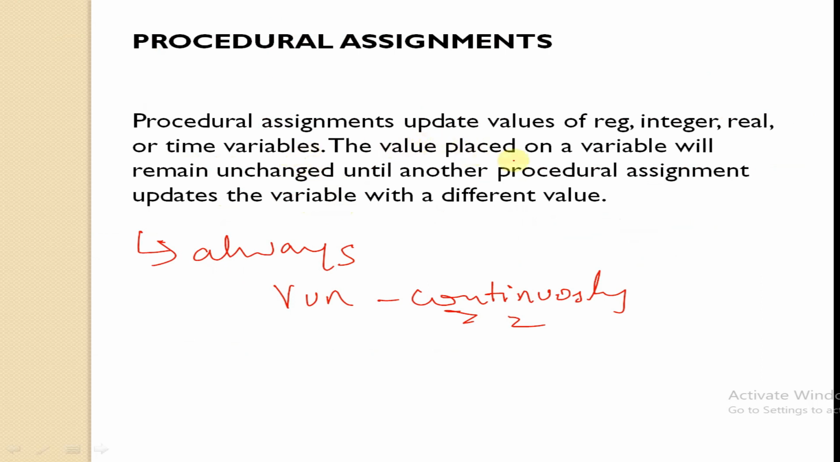And procedural assignments. So coming to procedural assignments, they update values of reg, integer, real or time variables. The value placed on a variable will remain unchanged until another procedural assignment updates the variable with a different value. So let's see the procedural assignments now.